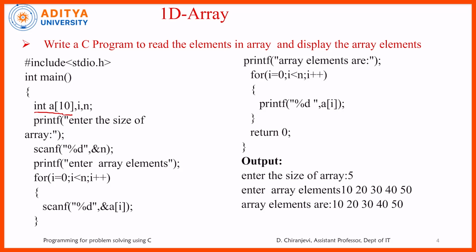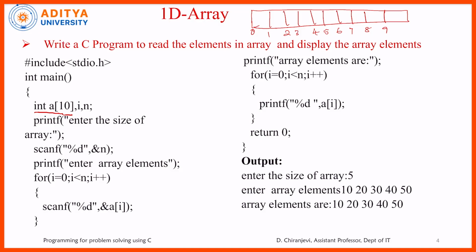Whenever you write a of 10, immediately it will allocate memory for 10 elements. In an array the indexes start from 0, so 0, 1, 2, 3, 4, 5, 6, 7. The array index starts from 0 and it is always up to size minus 1. So if you declare size 10, then 10 minus 1 is 9, and 9 is the last index in this array.